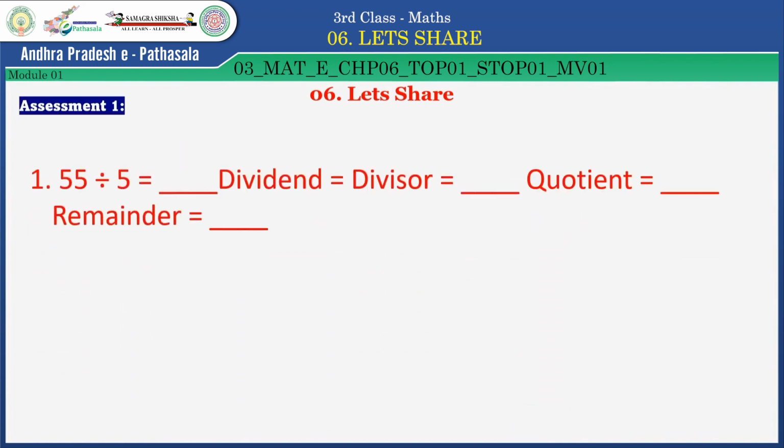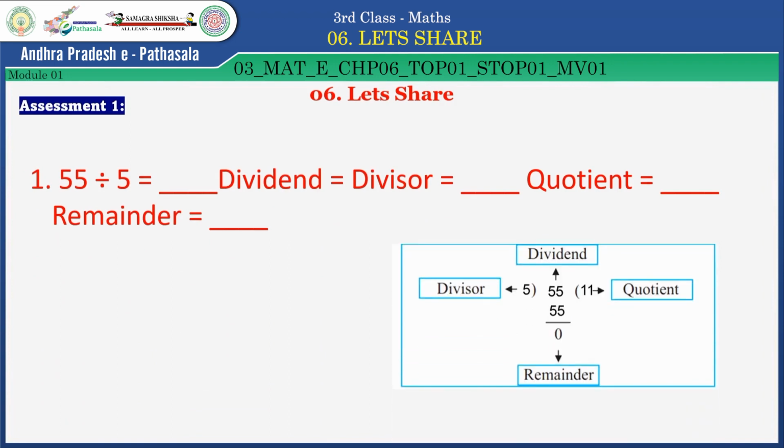Assessment 1. The first one is 55 divided by 5 is equal to: dividend is dash, divisor is dash, quotient is dash, and the remainder is dash. If you divide 55 by 5, 5 11s are 55. The quotient is 11, remainder is 0. 55 divided by 5 is equal to 11.